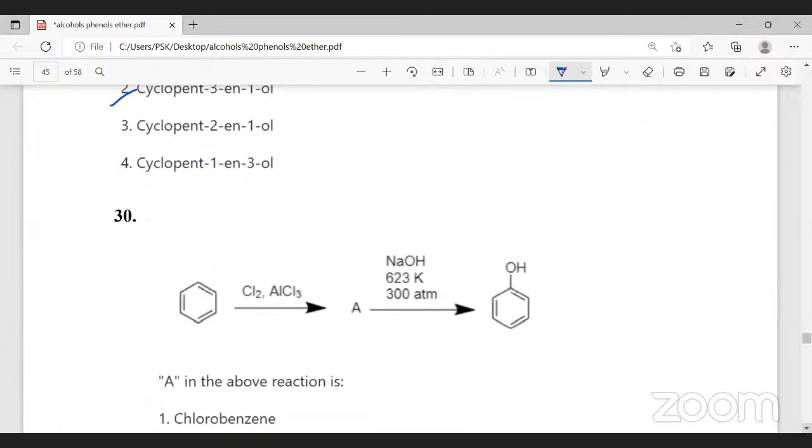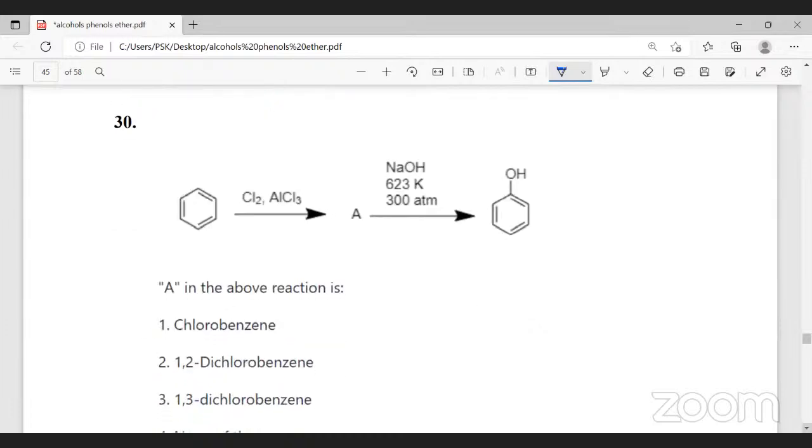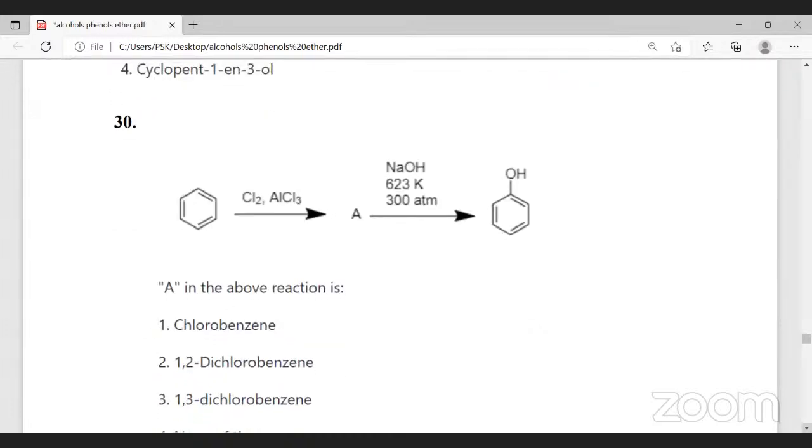The next question, 30th question. Phenol on reacting with chlorine in the presence of anhydrous aluminum chloride, compound A is formed. This compound A treated with sodium hydroxide, phenol is formed. What is compound A? So this is benzene.